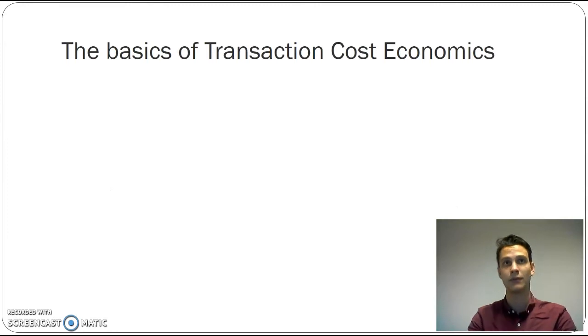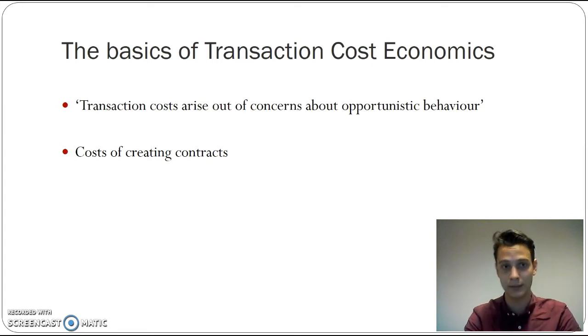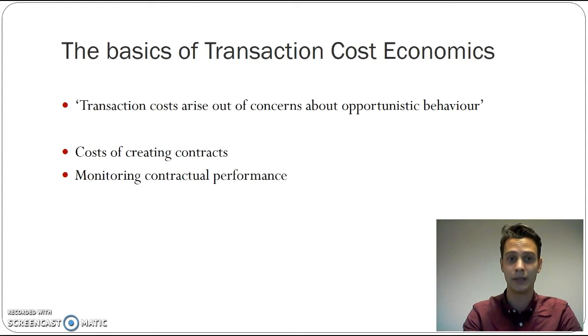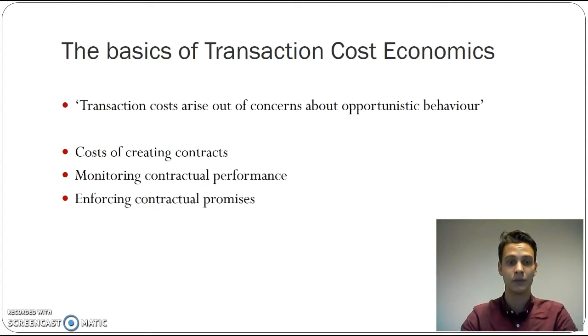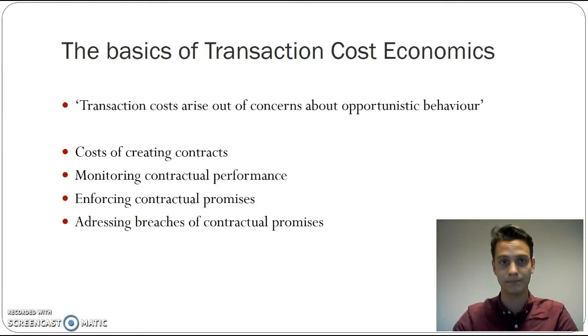Well, first we kick off with the basics of transaction cost economics. What is transaction cost economics, shortly? Well, it's quite straightforward. They are the transaction costs which arise out of concerns about opportunistic behavior. It's been divided in four parts. The first one is the cost of creating contracts. The second one is monitoring contractual performance. The third one is enforcing contractual promises, and finally, the fourth one is addressing breaches of contractual promises.